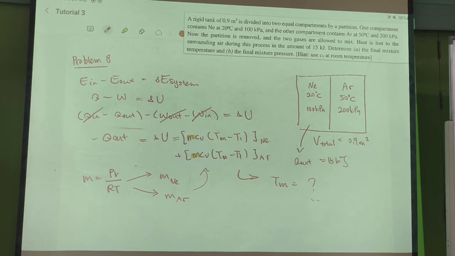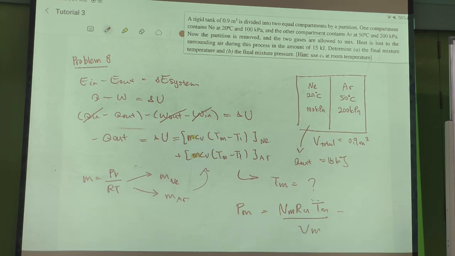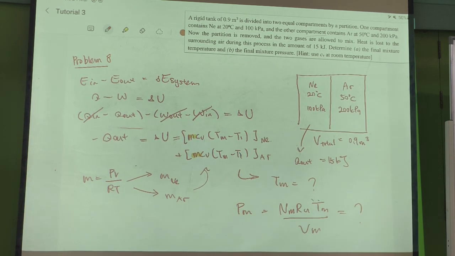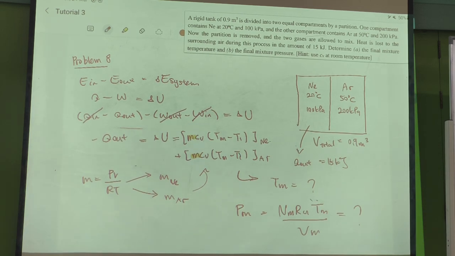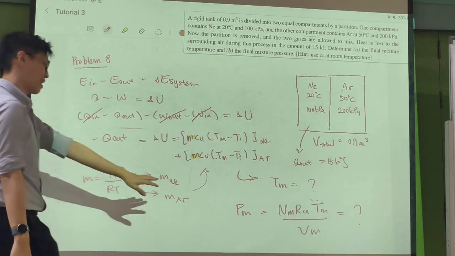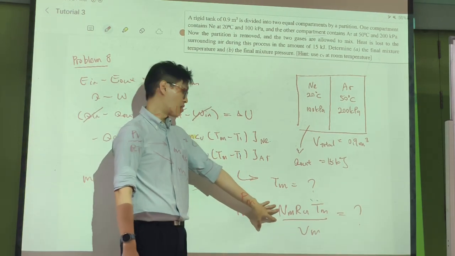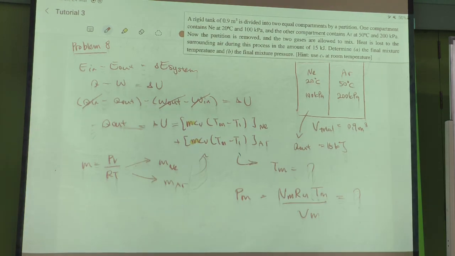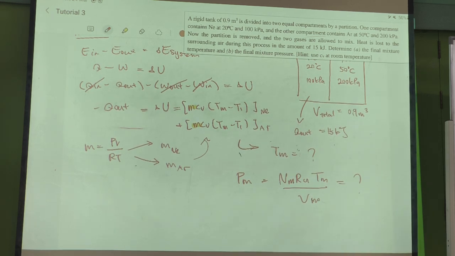Once you get the final temperature, then you can recycle this again to get the final pressure. So here, same issue. You either find their individual moles and total them up, or you need to find the R for the mixture. So the last part is the same thing as the previous question.